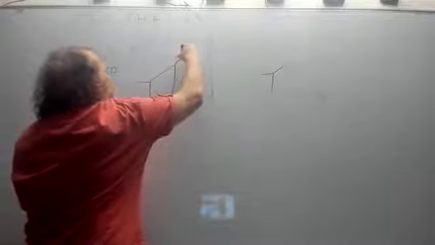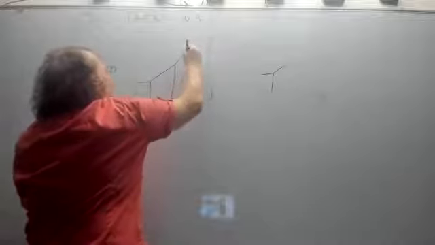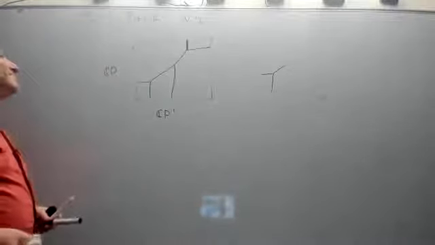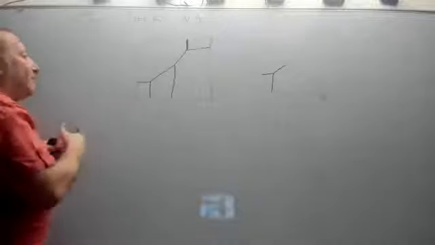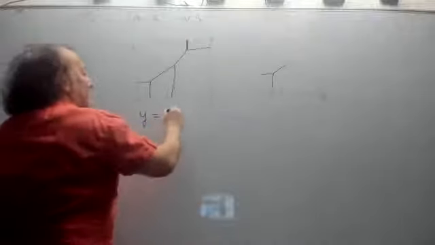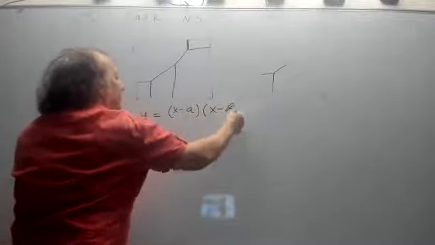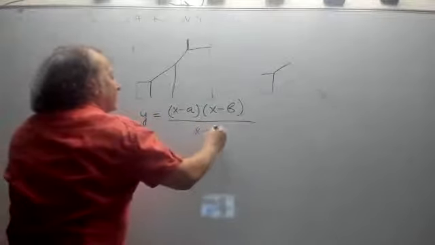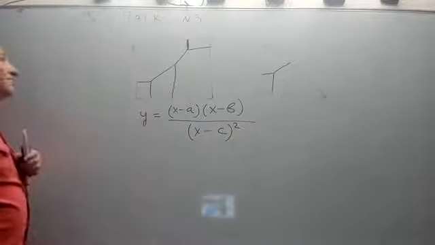Almost quadratic equation. So this is thick, this is thin. Okay. I will call it the animal diagram. This animal diagram is for y equal to (x minus a)(x minus b) over (x minus c) squared. Okay.